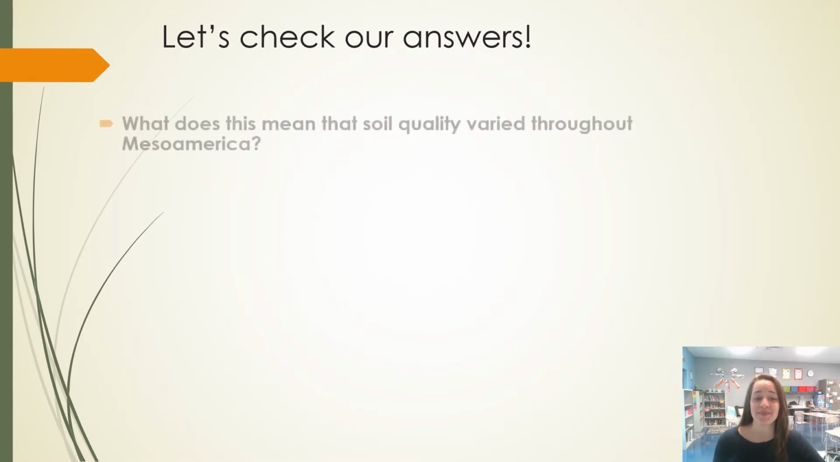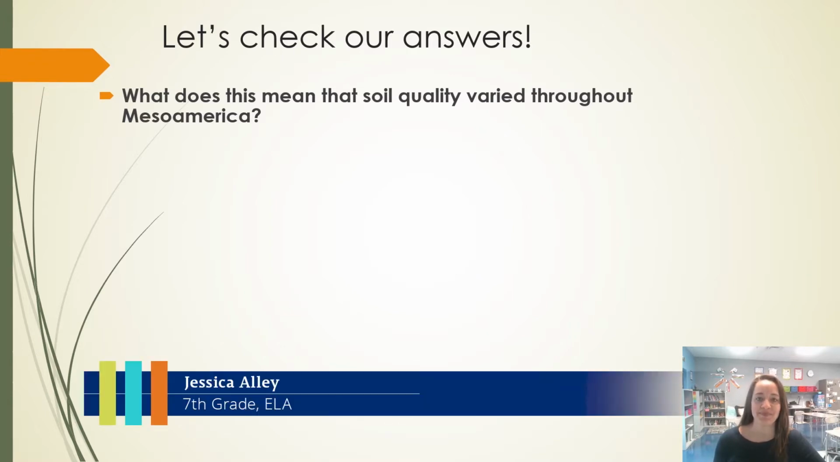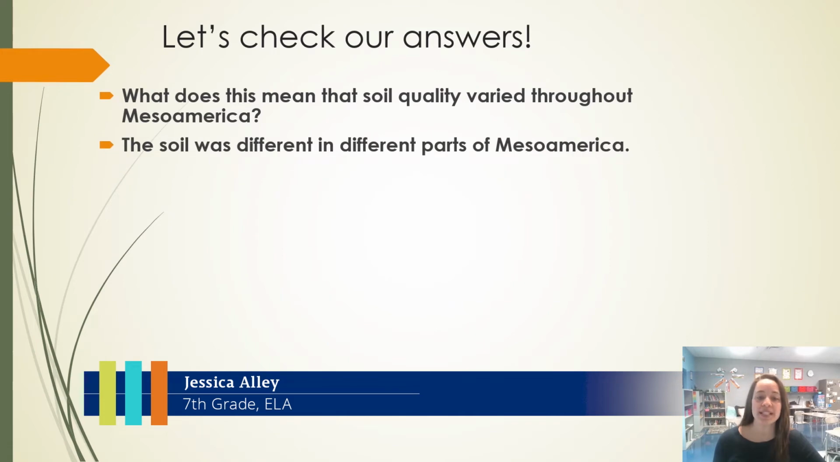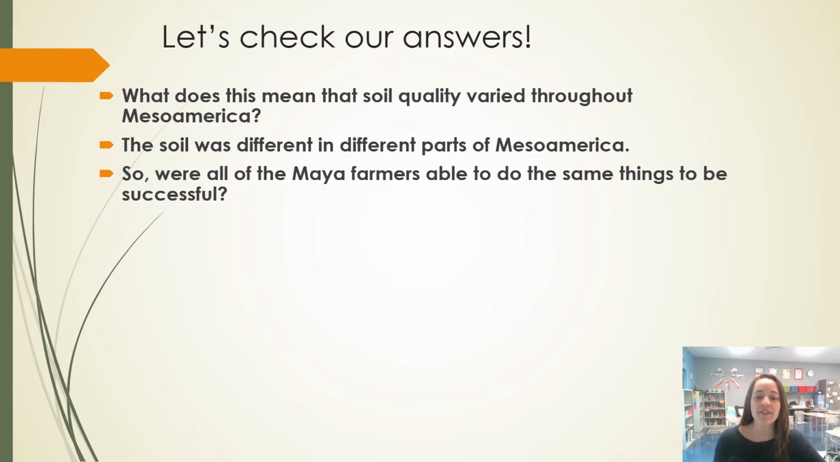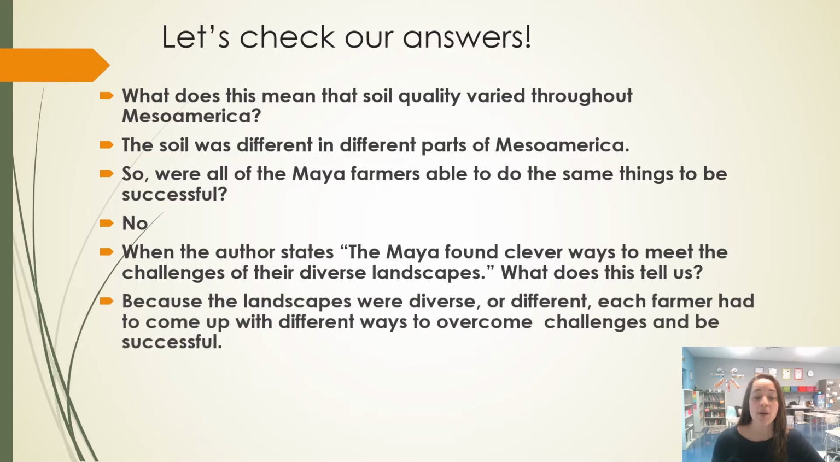Let's check our answers. What does this mean that soil quality varied throughout Mesoamerica? The soil was different in different parts of Mesoamerica. So were all of the Maya farmers able to do the same things to be successful? No. When the author states the Maya found clever ways to meet the challenges of their diverse landscapes, what does this tell us? Because the landscapes were diverse or different, each farmer had to come up with different ways to overcome challenges and be successful.